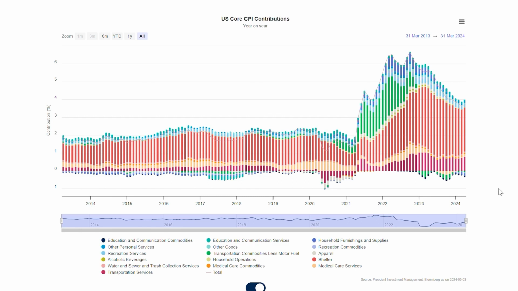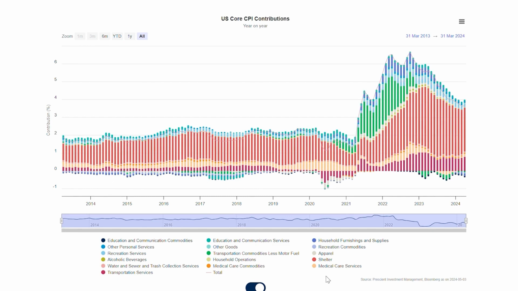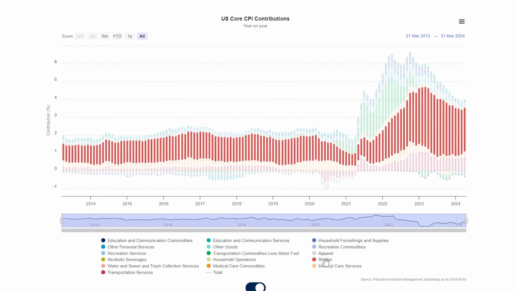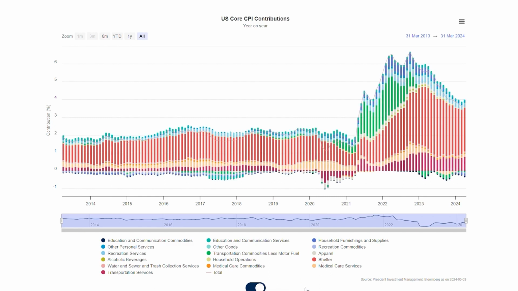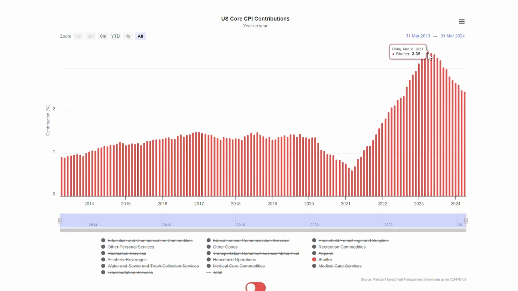If we look at core CPI, which is one of the primary indicators the Fed uses, you can see that on the whole, the total has been steadily coming down. And we've visited this in the past, but the primary component that has been driving that decrease has been shelter. So shelter is the largest component within this index. And if we turn everything off and we just look at shelter, you can see that shelter peaked in around March 2023 and continues to come off.